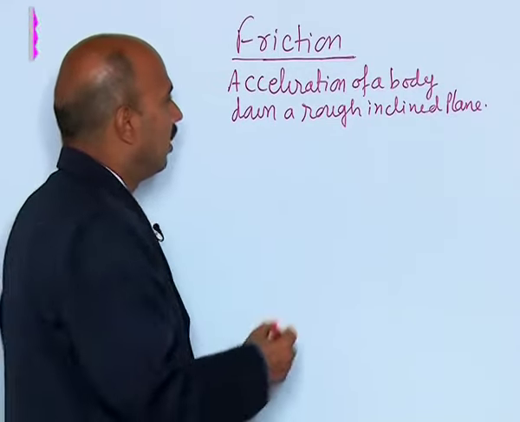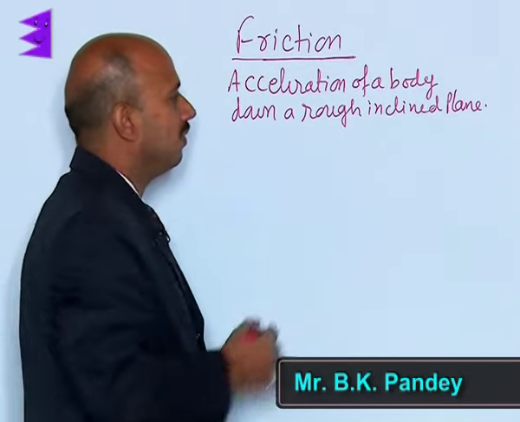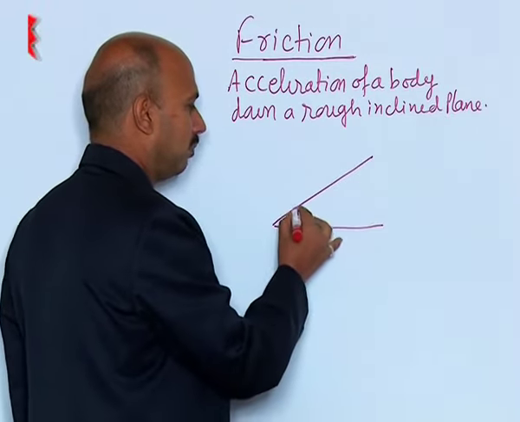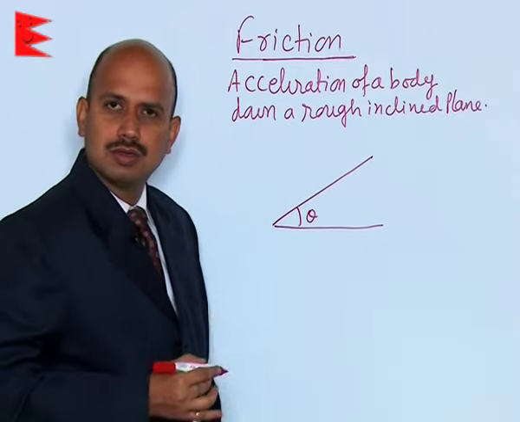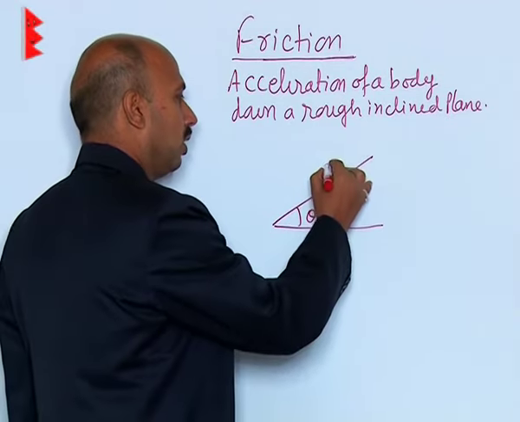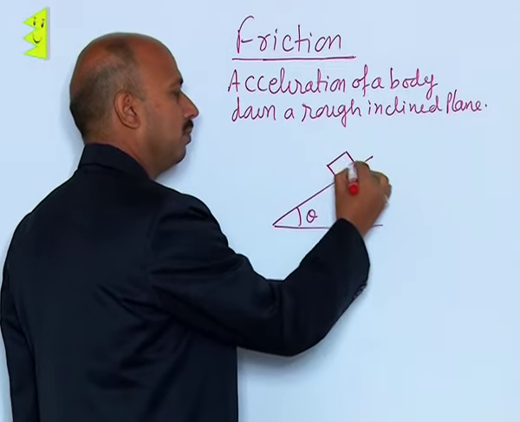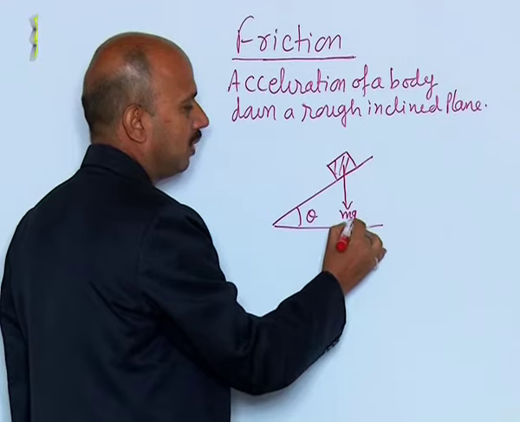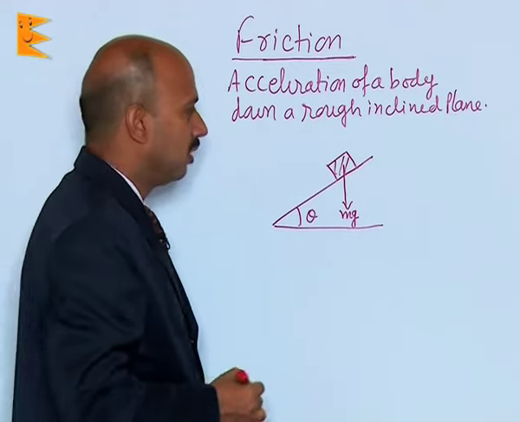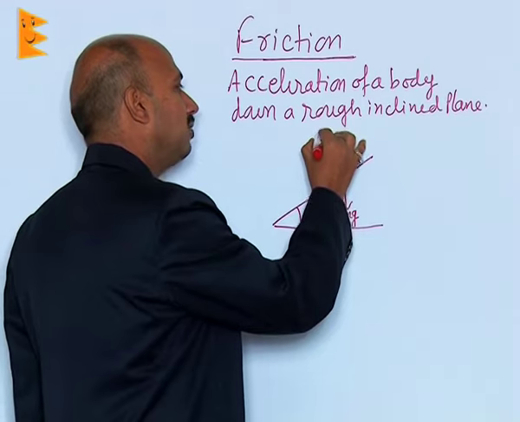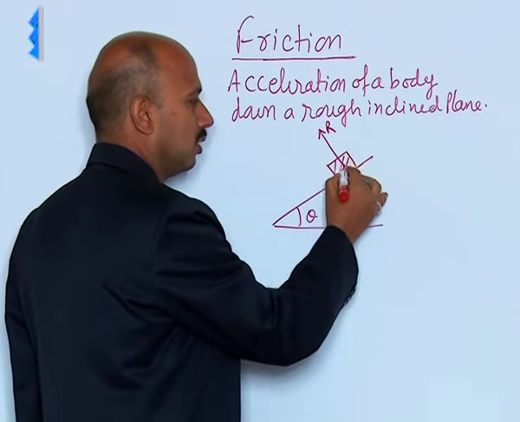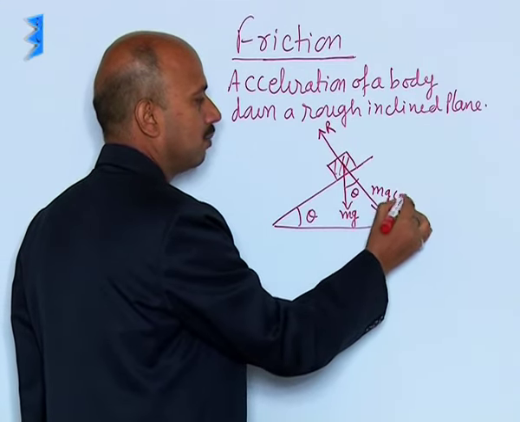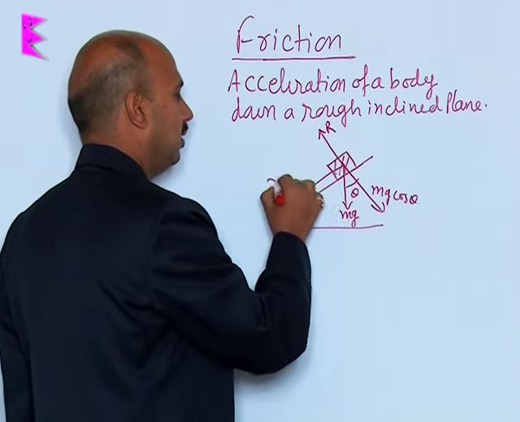Now, see acceleration of a body down a rough inclined plane. Suppose you have got an inclined plane like this, a rough inclined plane, this is angle theta I have taken, the angle of inclination. Object is placed over here, mg, that is the weight, is acting vertically downward, that is toward the center of the earth. Normal reaction is acting to this side, R. So, this we can take as theta. So, mg cos theta and mg sin theta here.